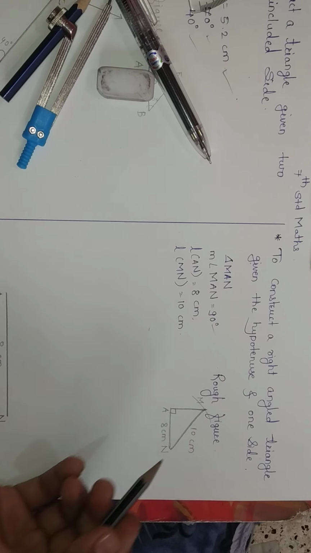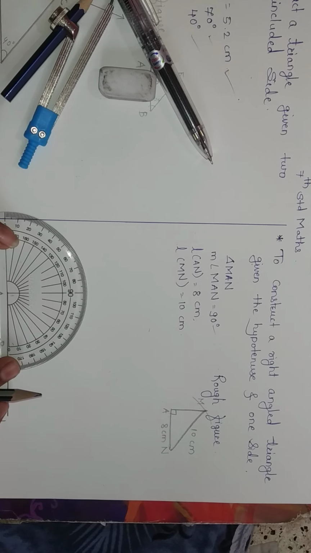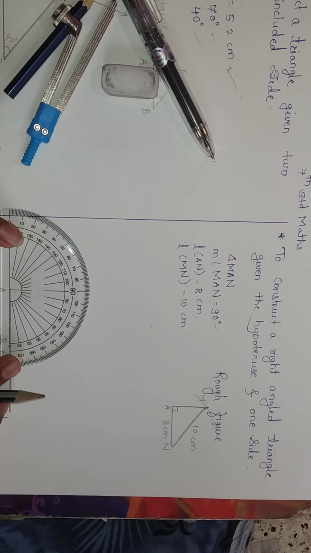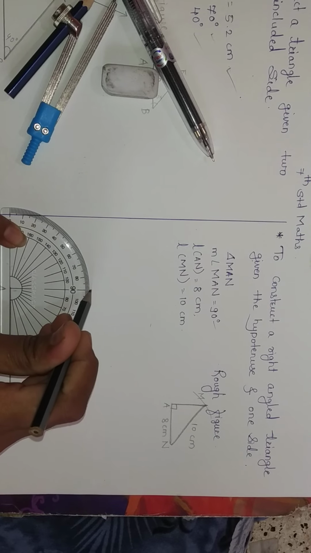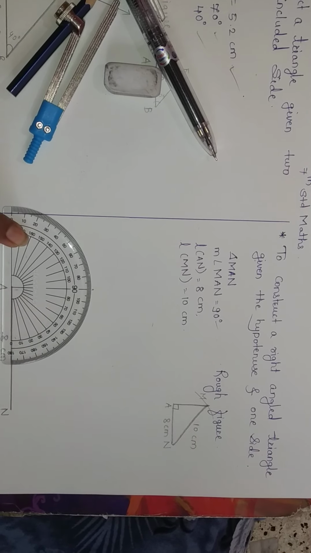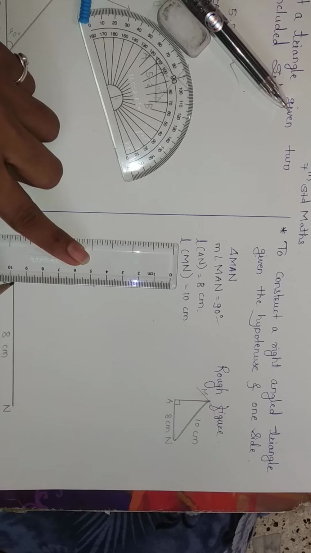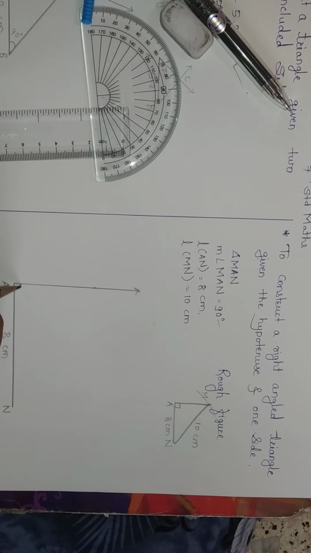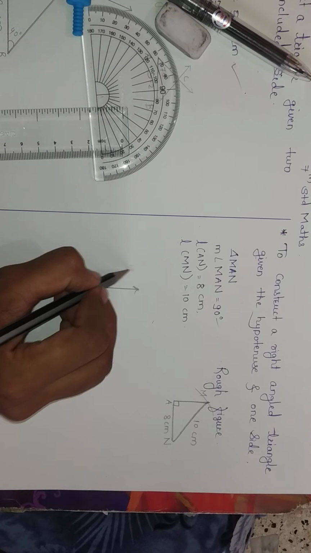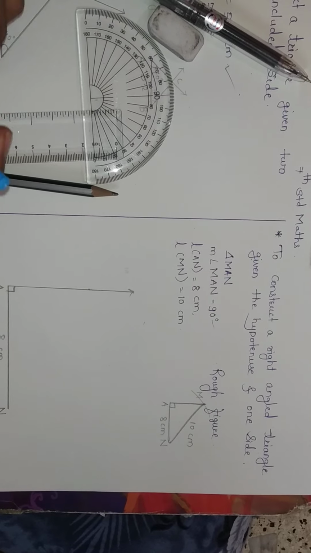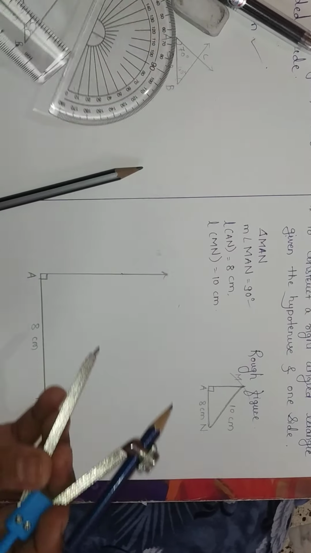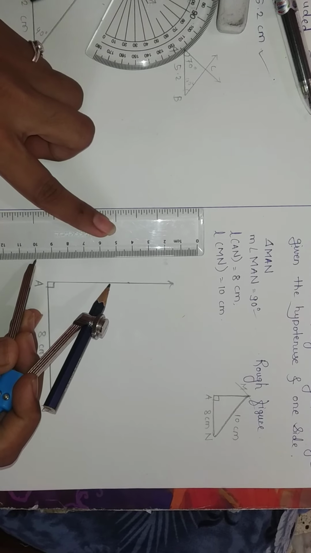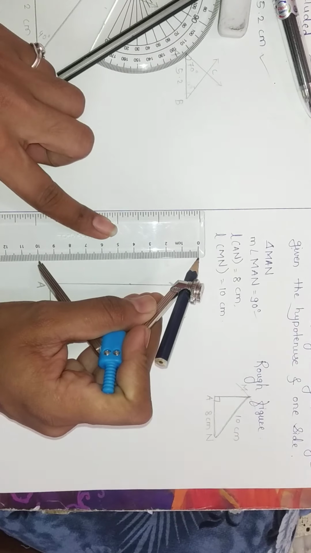Now angle A is 90 degree, so with the help of the protractor, we have to draw angle A. Put your protractor point on A, take the measurement of 90 degree, put the mark there, and then draw the line. First of all, we draw the 90 degree angle. This is your 90 degree angle. Now you know that you can get the point M here. So take 10 centimeter in your compass, measuring properly with your scale.